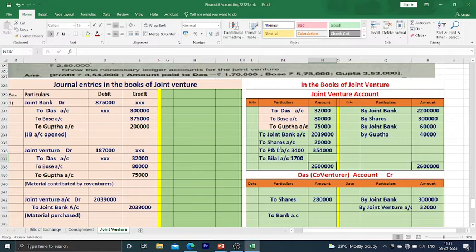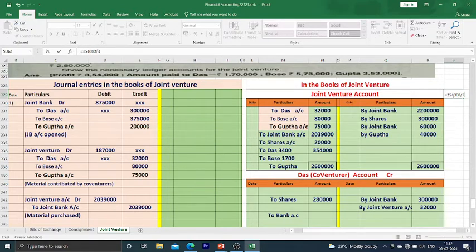Now the profit is 3,54,000. That should be divided between three people: Das, Bose, and Gupta. Okay, 3,54,000 divided by 3 is equal to 1,18,000.